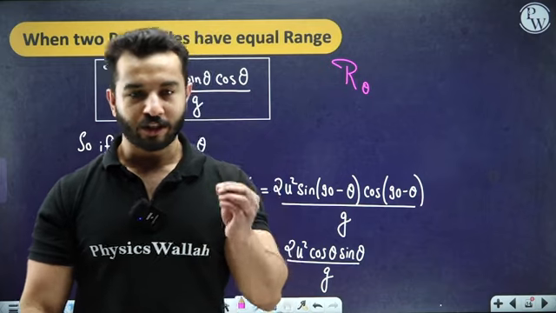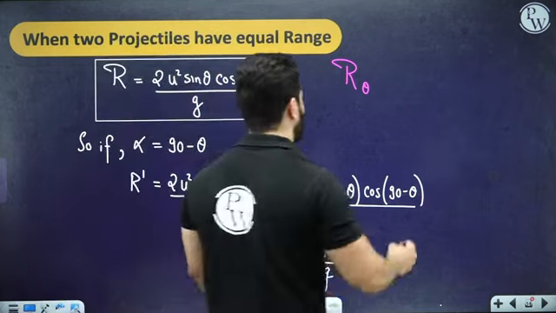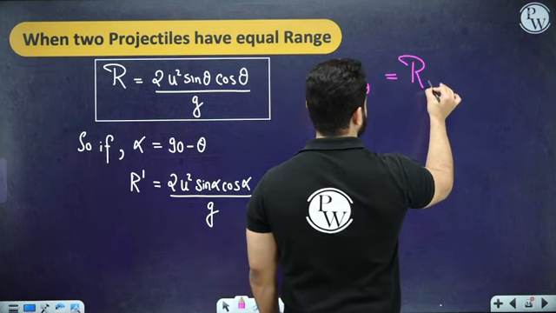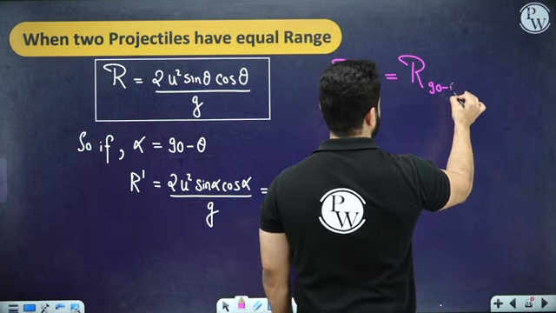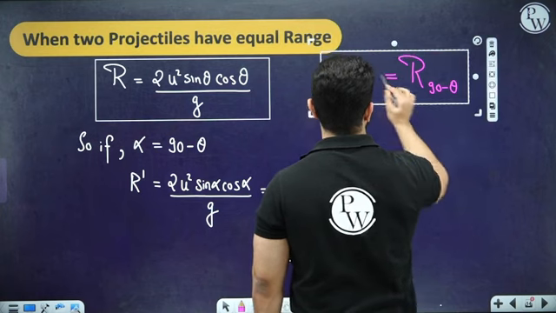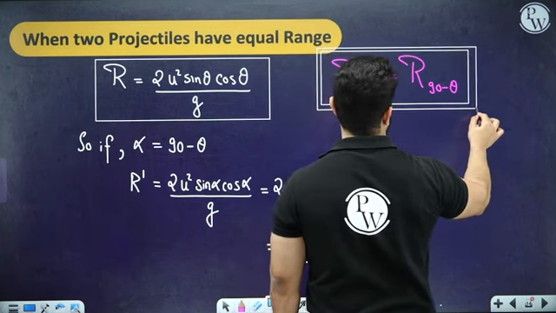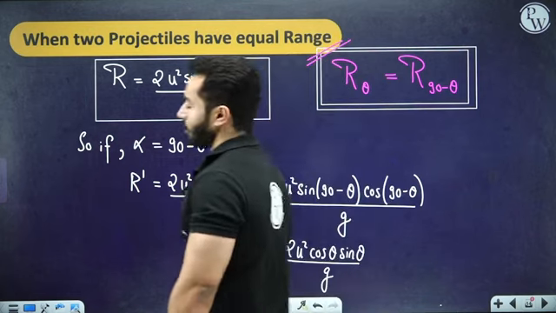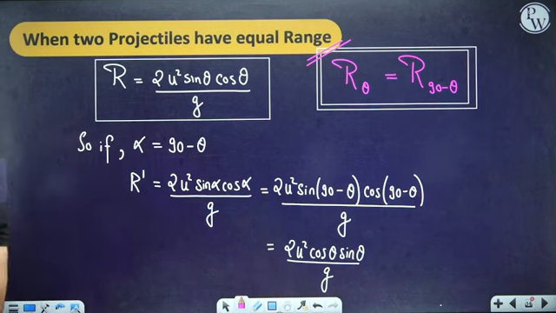Obviously, we are not changing the velocity, right? The initial velocity. We are just changing the angle. This is going to be same as 90 minus theta. You can rewrite this thing. Hopefully everything is clear till here, right?